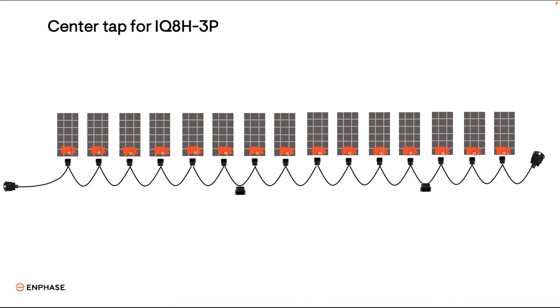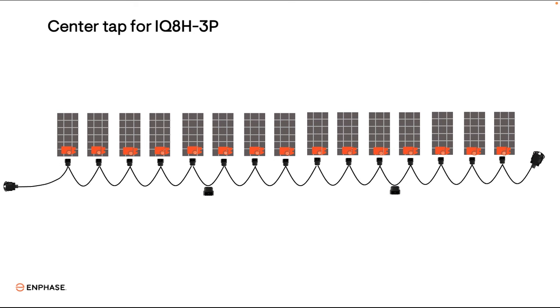In this picture, you see a fully loaded branch circuit of IQ8H microinverters. Since a fully loaded branch of IQ8H microinverters has 15, there will always be 2 center tap plugs in a fully loaded branch. When we're starting from drop number 1, the center tap plugs will be between inverters 6 and 7, and another one between 12 and 13. We're always going to use the one closest to the middle, which means we're going to use the first plug on the left in this case.